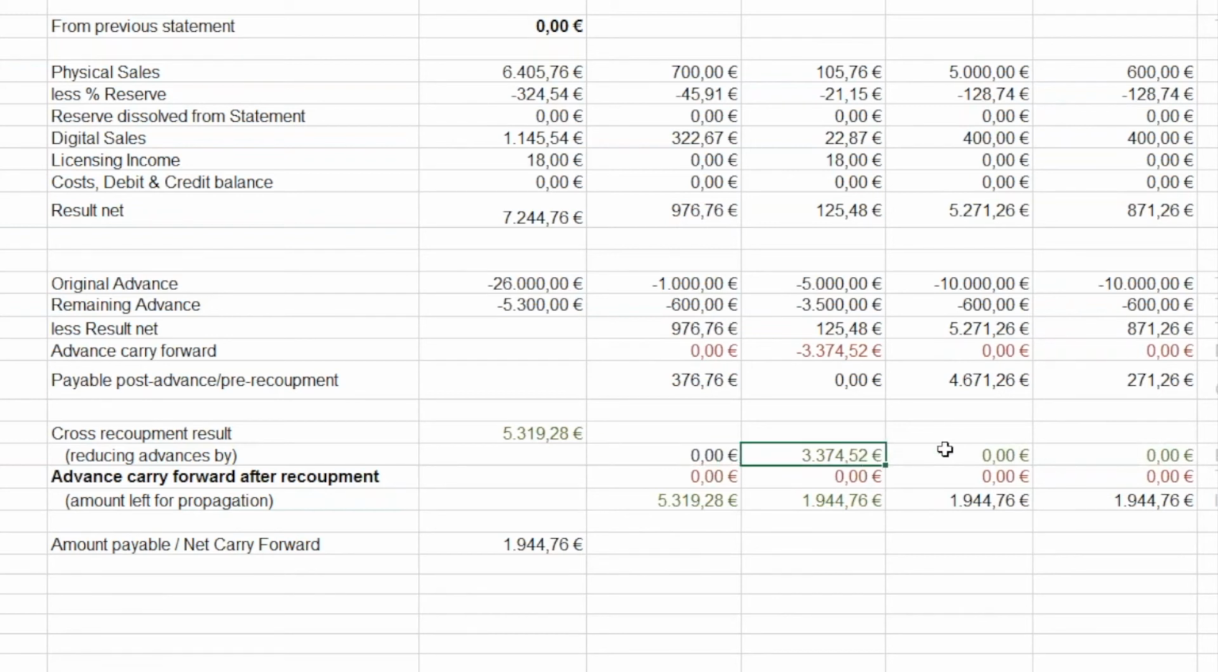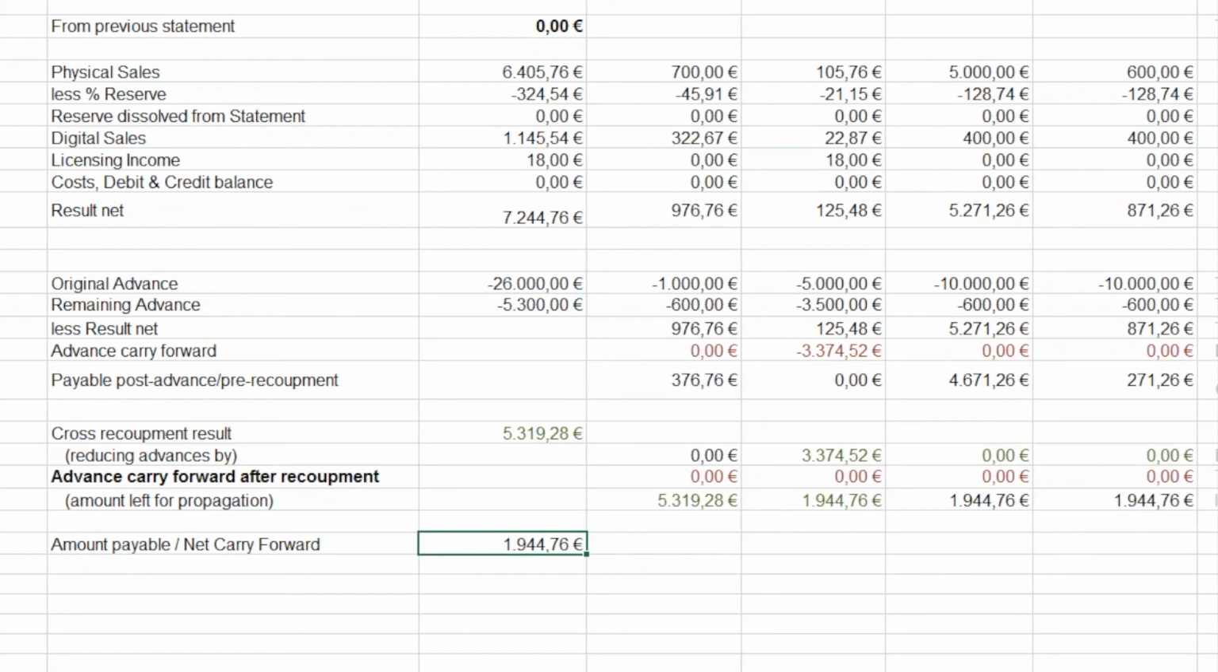Here's some 3,374.52, and by this amount we have enough money. By this amount we draw it down to 0. There's still some money left. Here there's nothing to draw down, and here as well nothing to draw down. So that money stays and can be either paid to the artist or carried forward to the next statement.